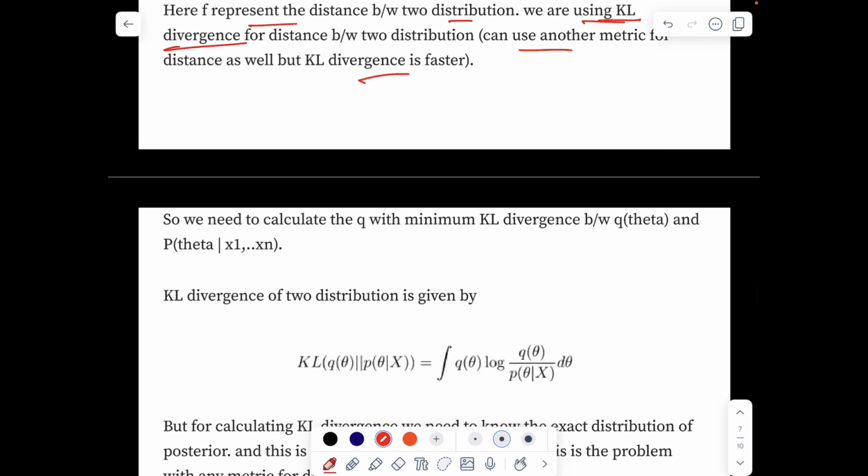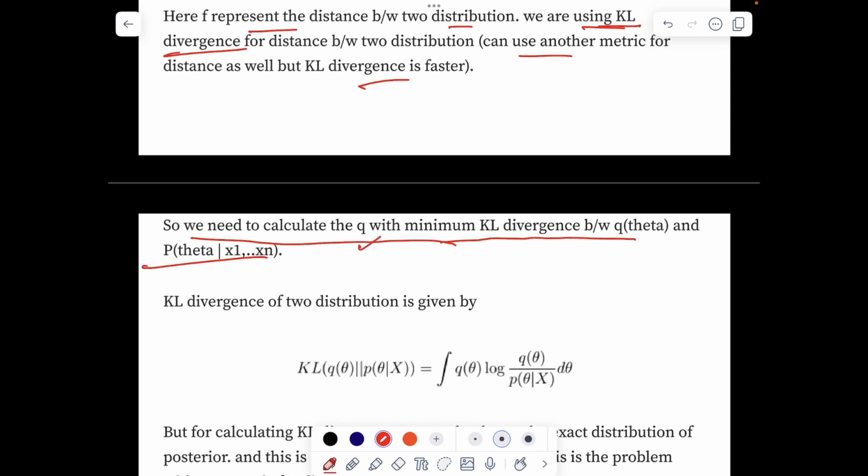So we need to calculate the q with the minimum KL divergence between q theta and p theta. Our goal is to calculate the q which has a minimum KL divergence between your posterior and q theta. This is now our problem statement.